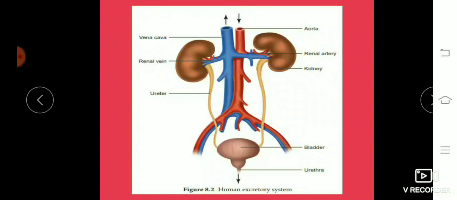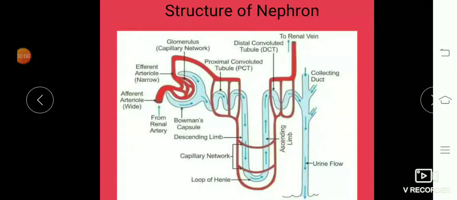Got it? So the renal artery brings the oxygenated blood that contains the nitrogenous waste. It enters into the kidney. The nitrogenous substances are filtered with the help of the nephron. It is a filtration unit. Then with the help of the renal vein, the pure blood, the deoxygenated blood, which is devoid of nitrogenous waste, will leave the kidney. Got it? Still it is deoxygenated. The renal vein contains deoxygenated blood, but it doesn't possess what? Nitrogenous substances.